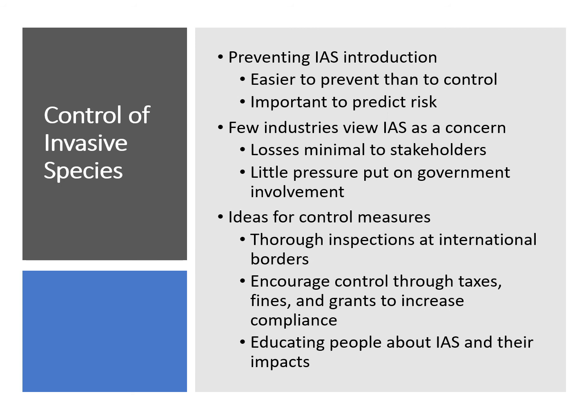As mentioned in the article, some methods for controlling invasive species include more thorough inspections for species in international borders. Global trade and travel is one of the biggest contributors to introducing invasive species. Another measure is increasing regulation compliance through taxes, fines, and utilizing grants. And a third measure is increasing education about invasive alien species and their impacts.